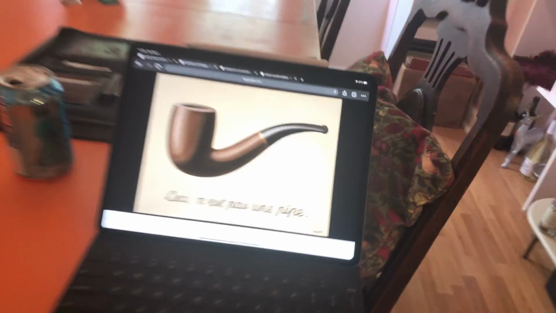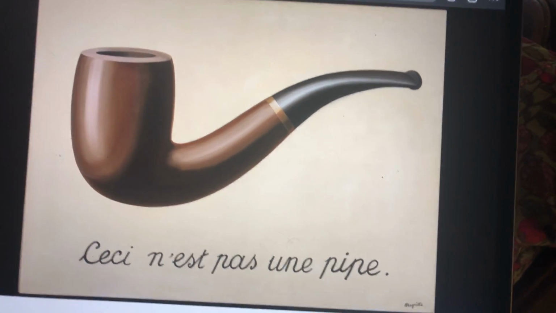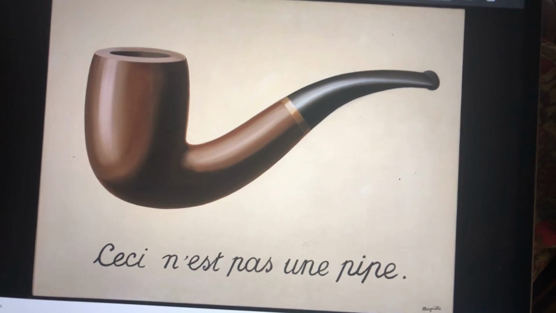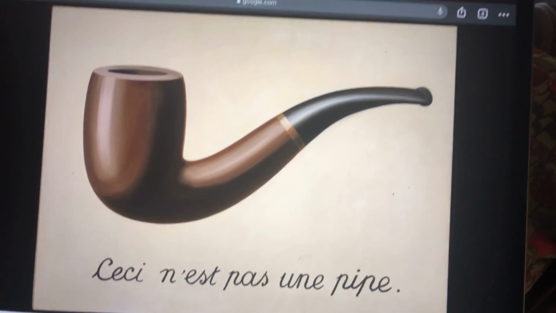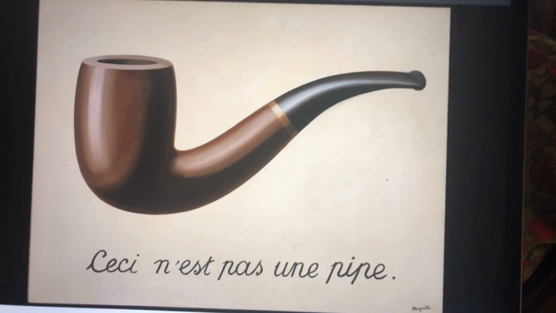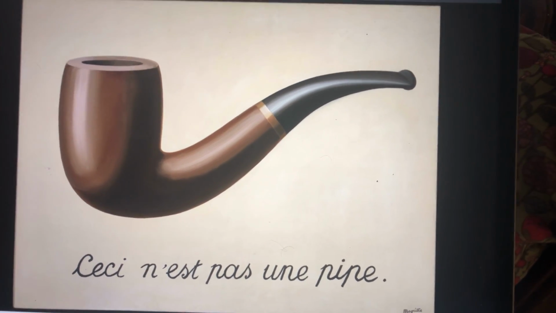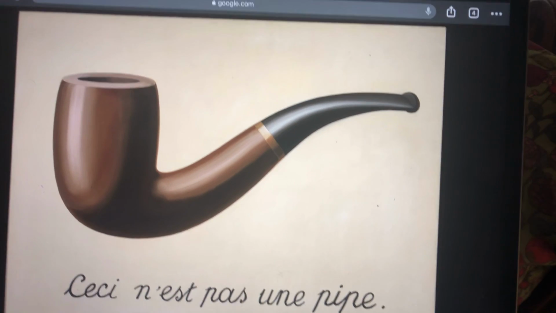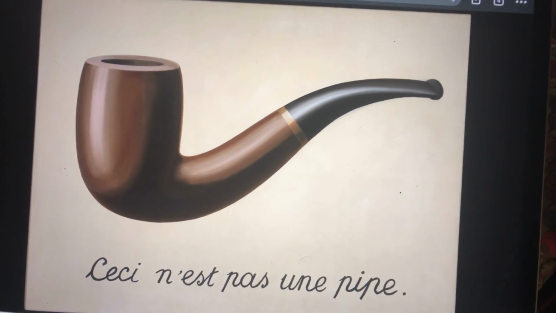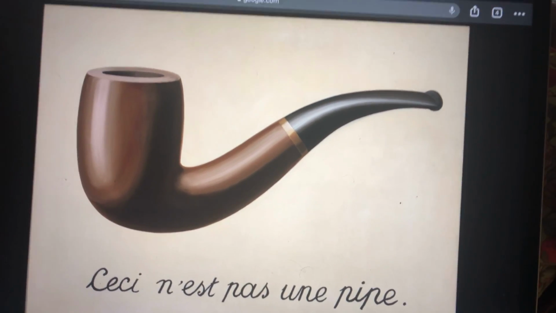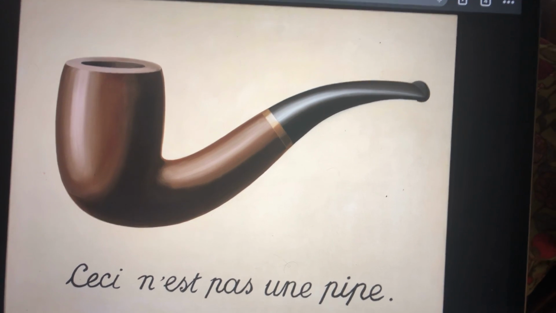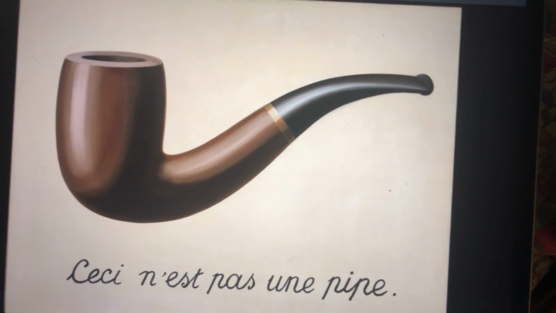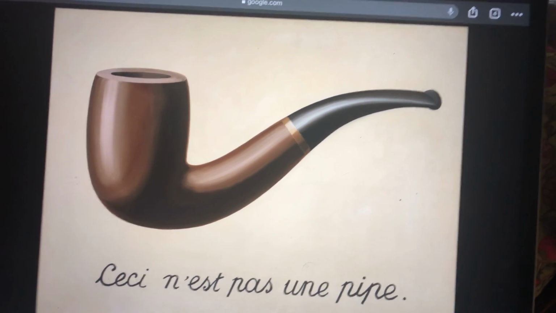Here is the painting. Boom. That is the painting. It looks like that. It is a picture of a pipe, and underneath, in French, and some of you speak French and will know this, it's a pretty easy sentence to read. This is not a complex French sentence. It says, "This is not a pipe." It's a picture of a pipe, and it says, "This is not a pipe."